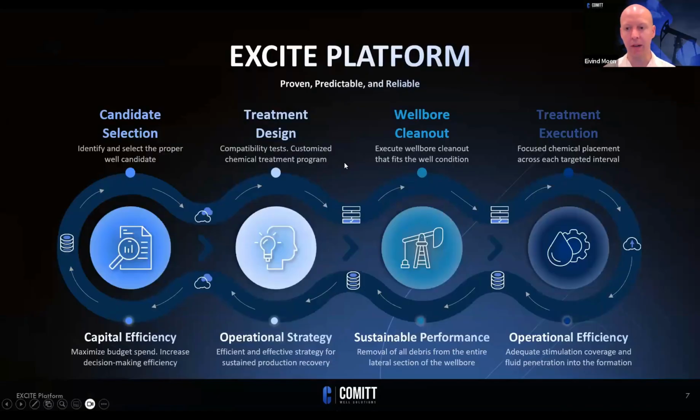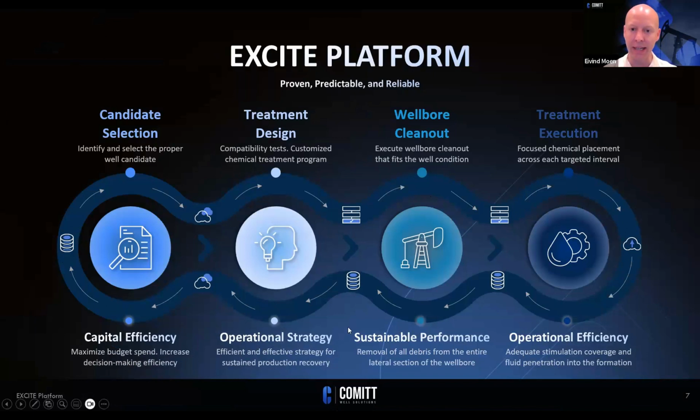So if we think about summarizing what FA was talking about, and think about production enhancement through interventions like we're discussing, we can put it into 4 main buckets. Your candidate selection, finding the correct wells, figuring out why they are underperforming and how we can treat that. And then ultimately on the execution part, we have prepping and cleaning out the wellbore, and then delivering the correct treatment downhole and making sure the entire well is treated.